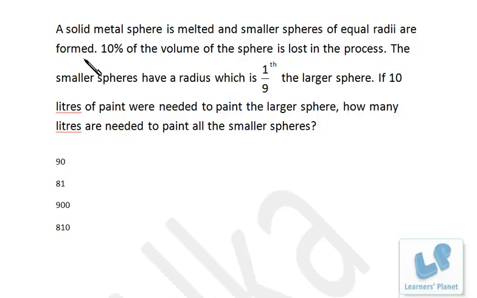Now let's try this question. A solid metal sphere is melted and smaller spheres of equal radii are formed. 10% of the volume of the sphere is lost in the process. The smaller spheres have a radius which is 1/9 that of the larger sphere. If 10 liters of paint were needed to paint the larger sphere, how many liters are needed to paint all the smaller spheres? Now it's a big story, but the problem is very simple.